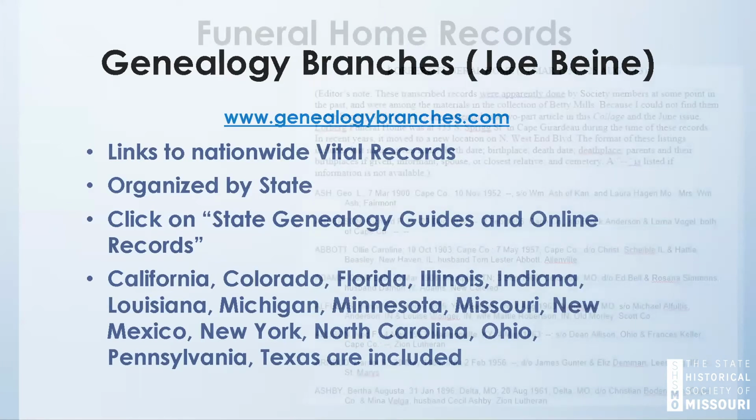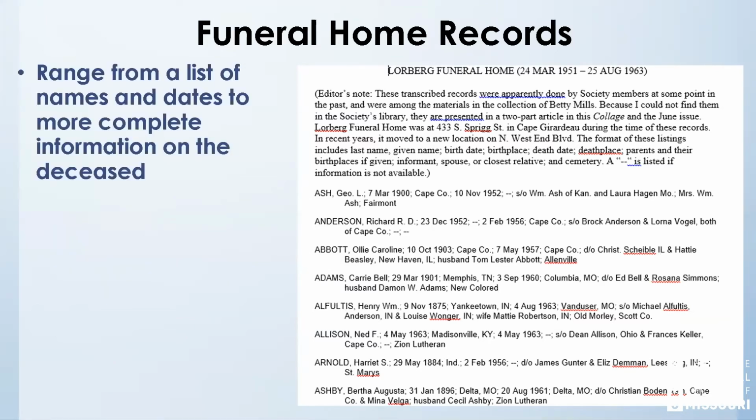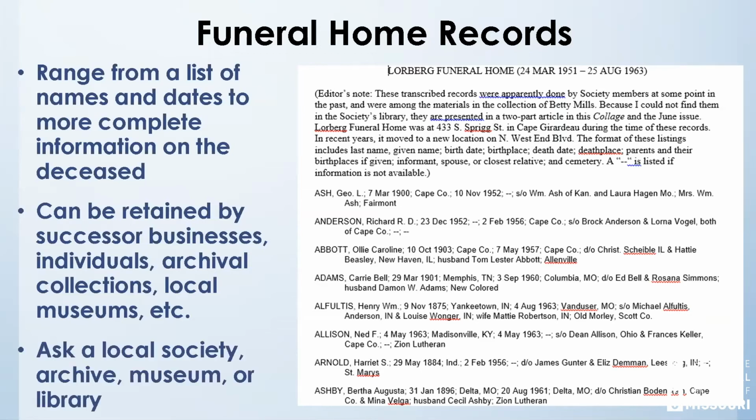Here's a transcribed funeral home book, and it gives birth and death dates in this case, and also relationships. Those will vary depending on what the funeral home recorded. So it may just be a list of names and dates. It may in some cases be anything from just names to more complete information. And these may have been passed on to businesses that bought out that funeral home or took it over. They may have been passed on to a local archives or museum. So you should always check to see if there were funeral home records. To do that, you'll have to go to a local society, archive, museum, or library.